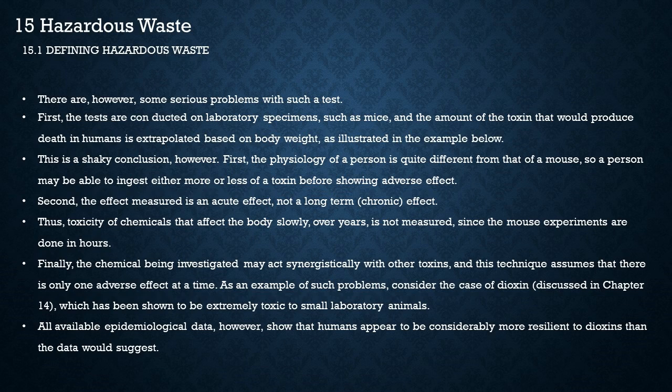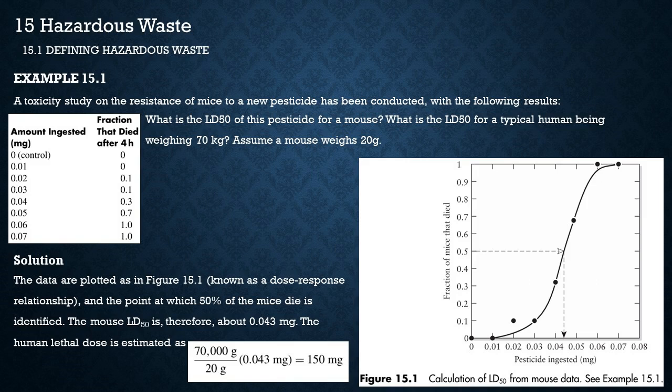As an example of such problems, consider the case of dioxin discussed in Chapter 14, which has been shown to be extremely toxic to small laboratory animals. All available epidemiological data, however, show that humans appear to be considerably more resilient to dioxins than the data would suggest. Example 15.1. A toxicity study on the resistance of mice to a new pesticide has been conducted, with the following results. What is the LD50 of this pesticide for a mouse? What is the LD50 for a typical human being weighing 70 kilograms?